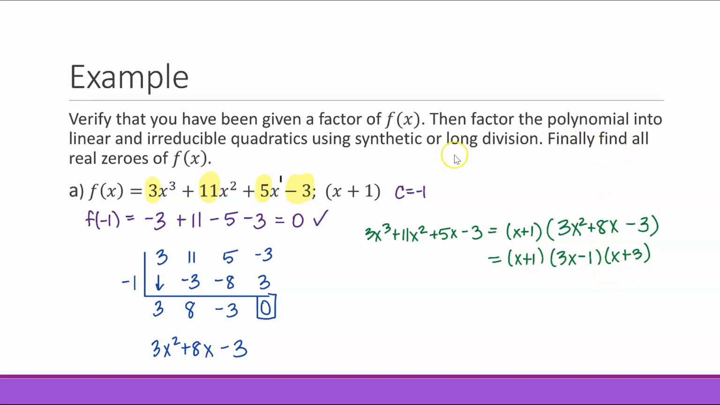Now the last part is, finally, find all real zeros of f of x. Well, we have one zero of f of x, we have negative 1, from solving this first factor. When does this first factor equal 0? So I have x equals negative 1, and then I'm going to look at the other factors. So 3x minus 1, I would add the 1 and divide by 3, so I have x equals 1/3. And then here, I'm just going to subtract the 3, so I get x equals negative 3. So all of my zeros are going to be negative 3, negative 1, and 1/3.